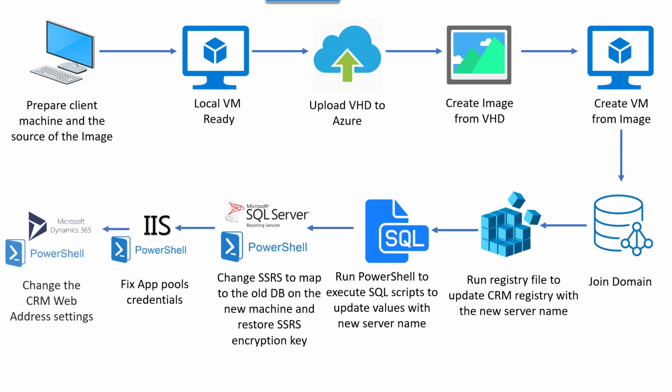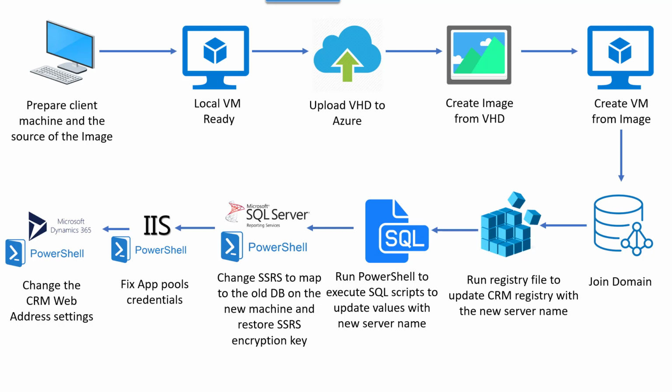Once I have that, now I'm ready to change the configuration of the web address settings of the CRM server, and I will use the PowerShell of Dynamics 365 so I can change the settings. So this is the complete process of how we are going to create the virtual machine ready for that.